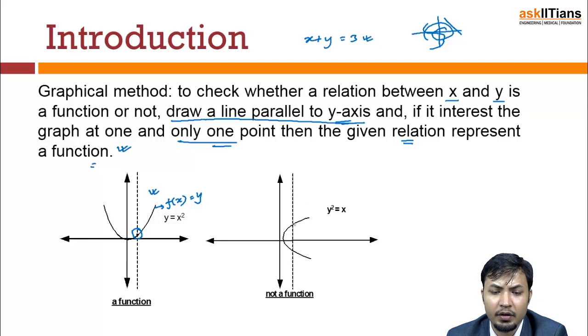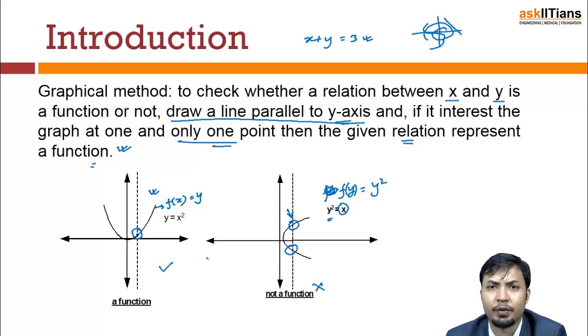Now over here you see it is cutting at two different points. You see, x equals y square, f(y) equals y square. This is the function over here. What it does is, for one variable it has two different values, or for one input it has got two different values. So in that case this will not be a function and this will be a function.